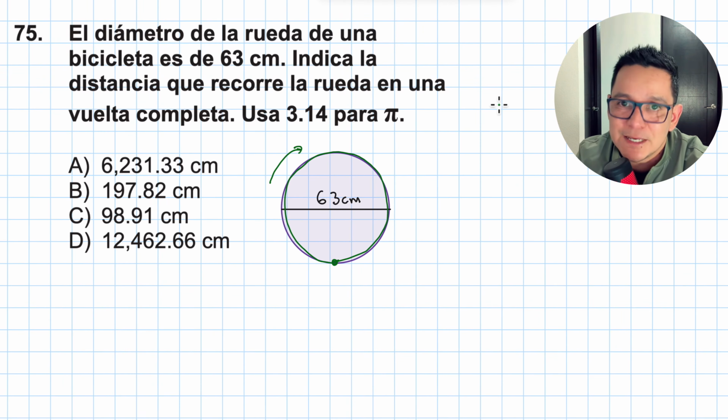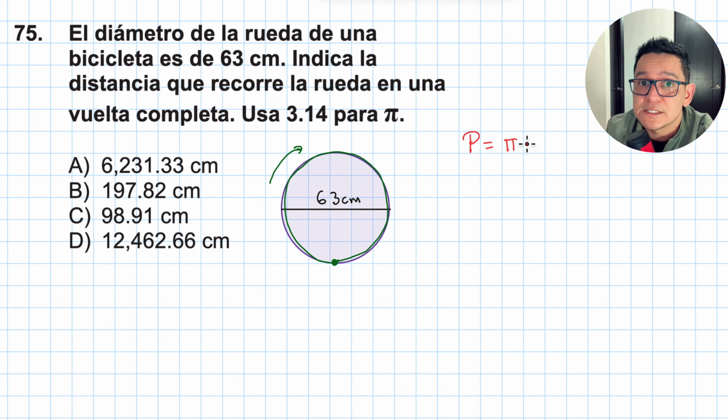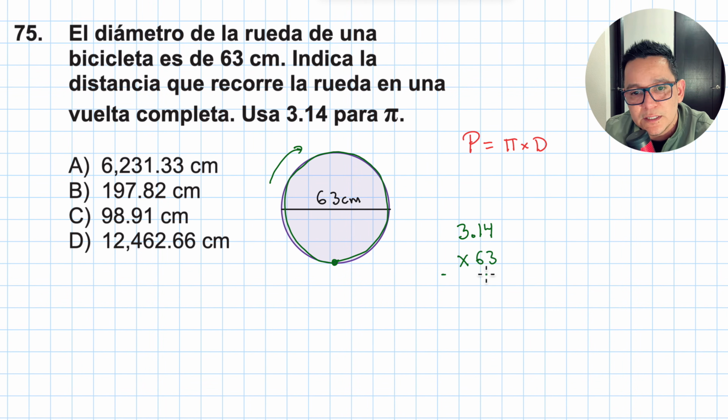So let's do that. Remember that the circumference of a circle is simply calculated by multiplying pi by the diameter, or we could also do 2 times pi times the radius. I'm going to do pi times diameter, since they're already giving me the diameter. So we put pi, which they tell me to consider as 3.14, and we multiply it by the diameter, which is 63 centimeters.